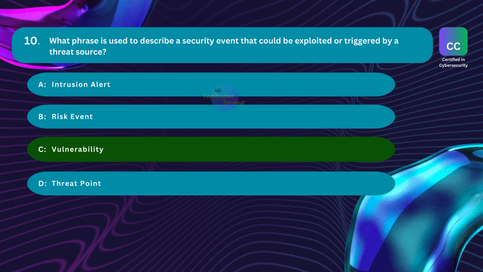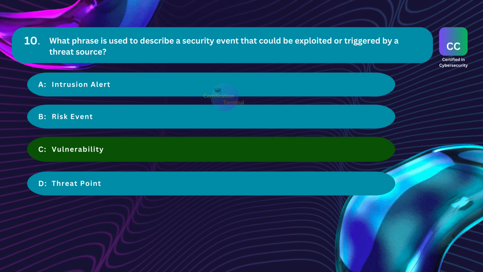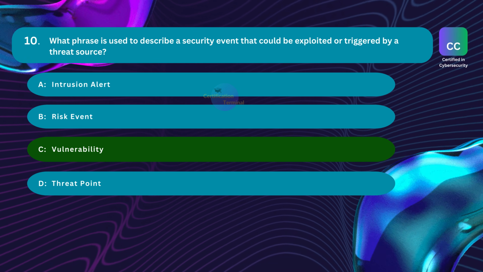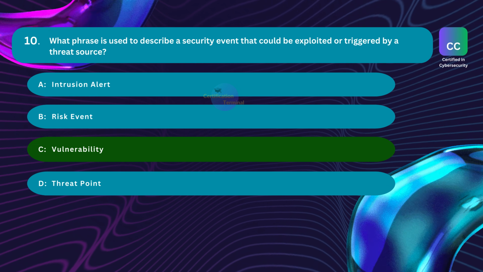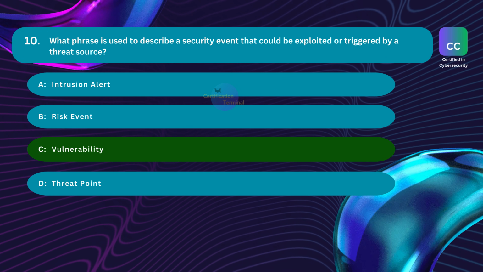Vulnerability refers to weaknesses or flaws within a system, application, or process that could potentially be exploited by a threat actor. It represents a security exposure that, if exploited, could lead to a security breach or compromise.